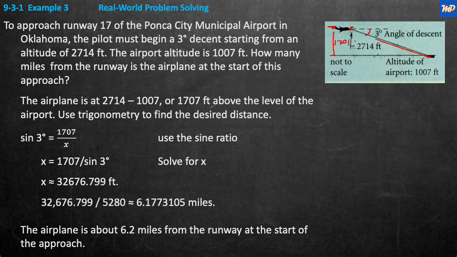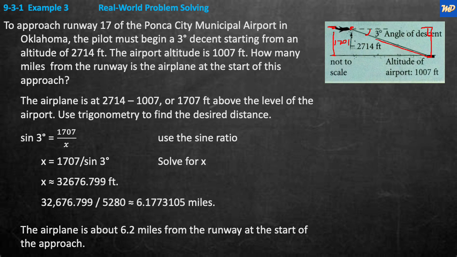1707 right there. Okay, that's that height. And we know that we have a 3-degree angle, and we know that we're given one of the legs of this angle, and we want to find the hypotenuse, because we should know that this is a 90-degree angle right here from this horizontal line. The line that the airplane's flying on, horizontal with the earth at the airport level.